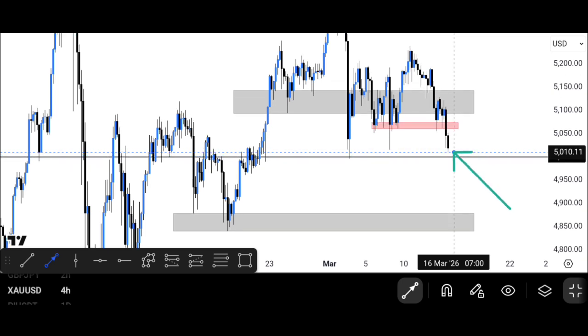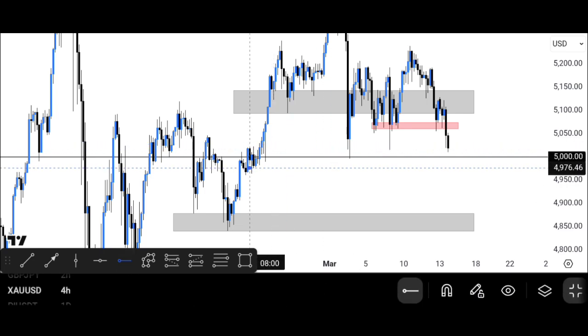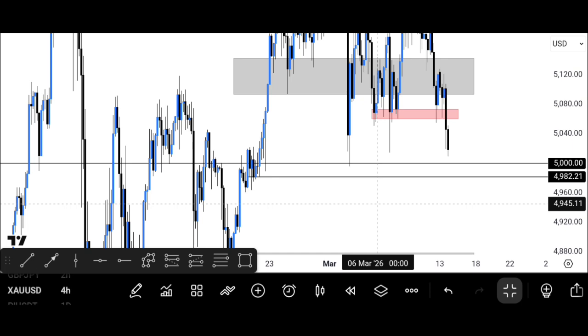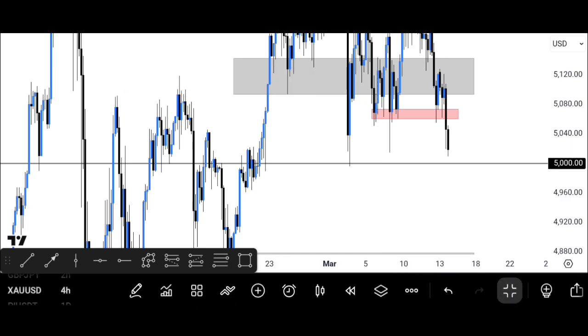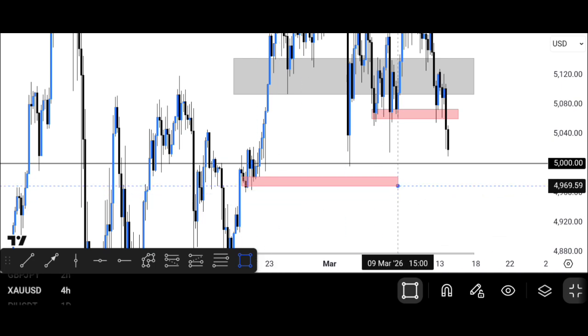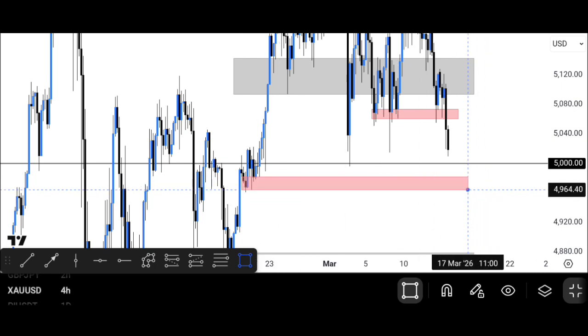Also, another zone I want you to keep in mind is this low here. See that this is also a low, a support zone. Let me take out the horizontal and draw a support around that zone. So this is another zone you have to keep in mind.